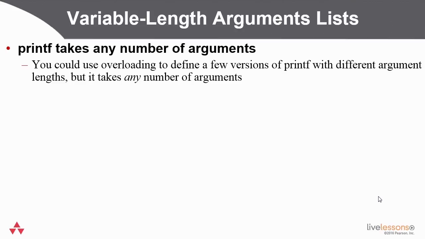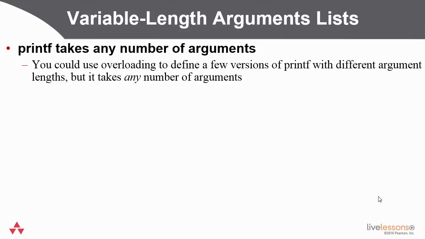Well, we already saw that you can overload methods in Java. So you could define a method called printf that takes one argument, a method called printf that takes two arguments, a method called printf that takes three arguments, another one that takes four arguments, but imagine how many you'd have to define. Well, and is there an upper limit? What if you supply 100 arguments? So printf was not overloaded.